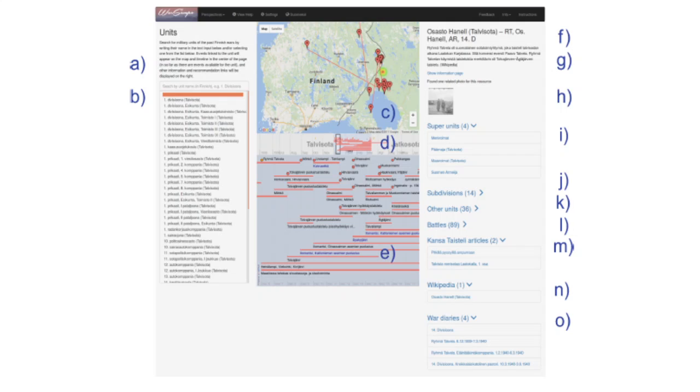And then I, J, K show the units in hierarchical order, such as the super units, the units which this unit was a part of, the subdivisions shown by J, the units this unit was subdivided into, and other units which are at the same hierarchical level as that unit. L shows the battles fought by this unit. M shows Kansa Testitally articles related to this unit, which we'll be seeing further. N shows the Wikipedia links to this unit, and O shows the war diaries associated with this unit.